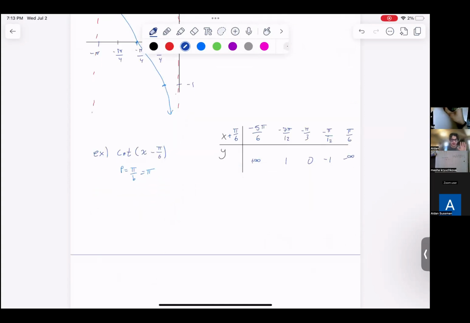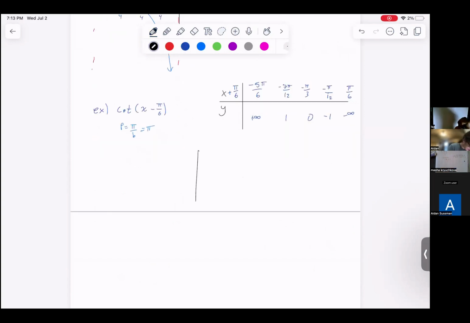Does everyone understand? Can you give me a thumbs up if you understand how to set up this table? Helena, does that make sense? Yeah. Any questions? Okay. And then from here, all we do is we graph it.